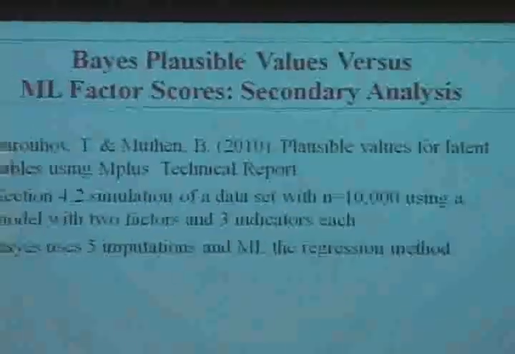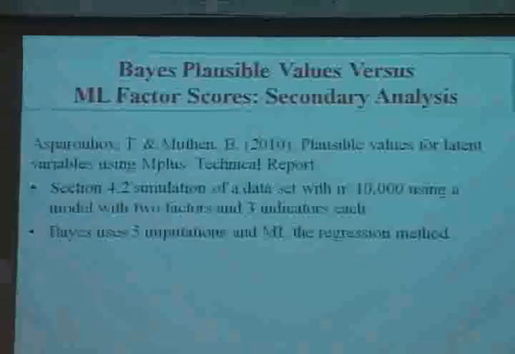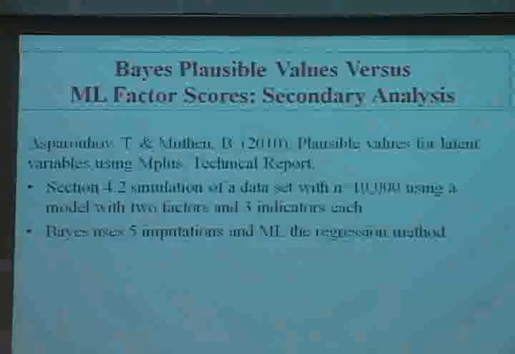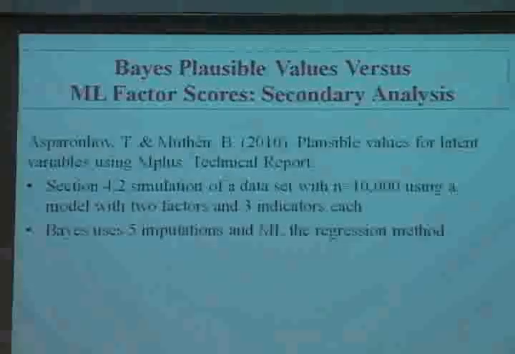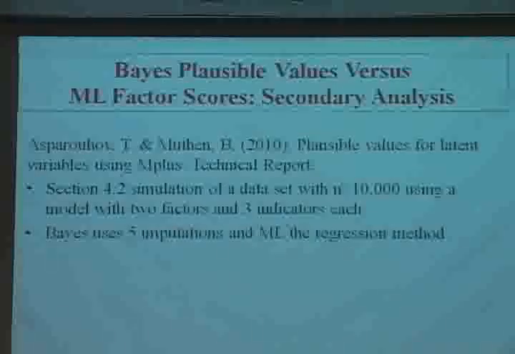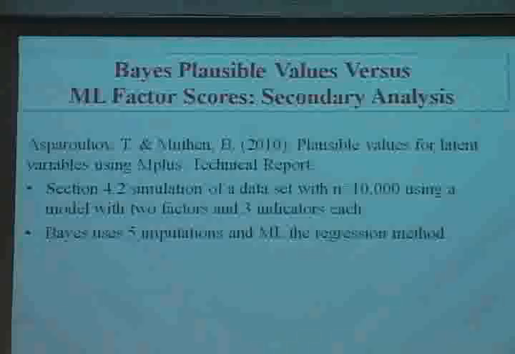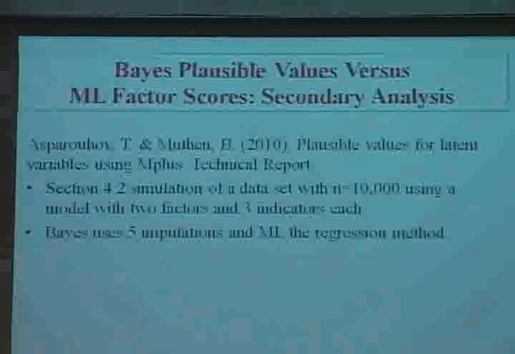Okay, here's another example. So I talked about the 2 uses of plausible values. And we discussed the first example, which was basically on the individual level, where you actually look at the actual Bayesian factor scores. Here's another example of the second type, which is secondary use of plausible values. And this is also in the technical report. We generated data with a sample size of 10,000 using a model with 2 factors and with 3 indicators each.